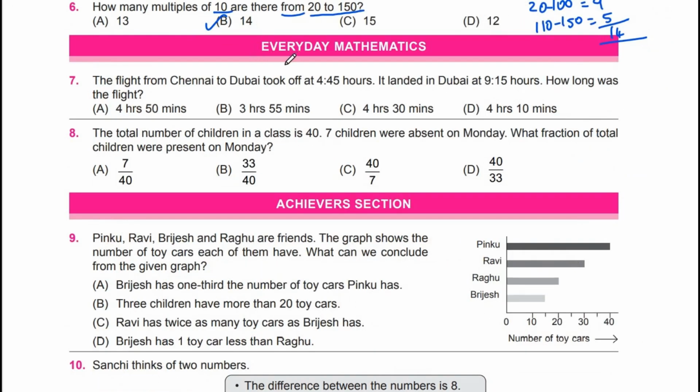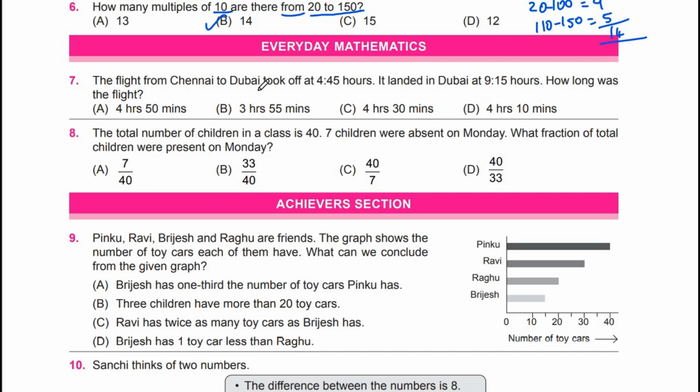Now let's see the section 3, which is everyday mathematics. Everyday mathematics is nothing but the math which you use in your day-to-day life. Calculating time, calculating the number of students, calculating the number of chocolates you have every day, which you use in your day-to-day life. Right? So mathematics is everywhere, every day we use math in our life. So that is everyday mathematics, which is very easy. So now let's see the 7th question.